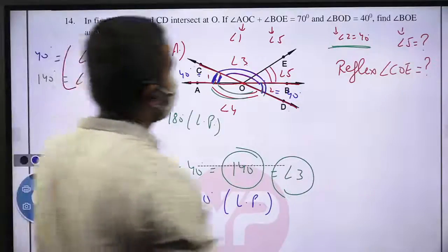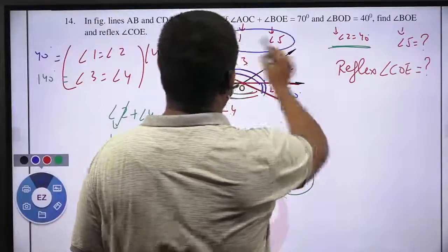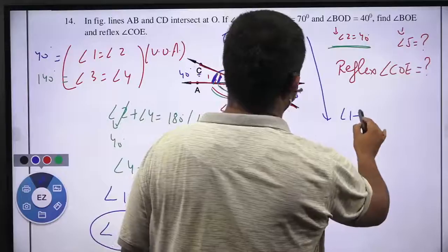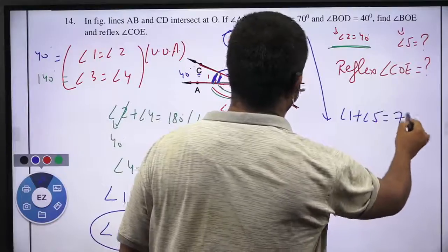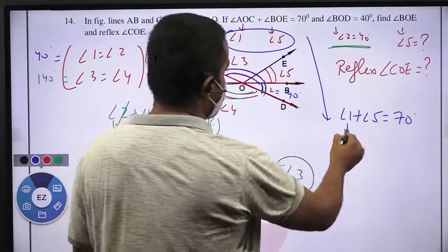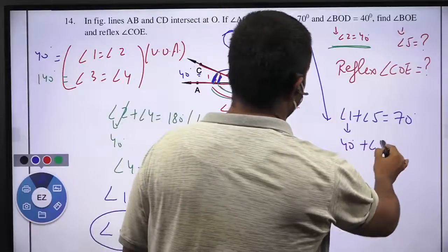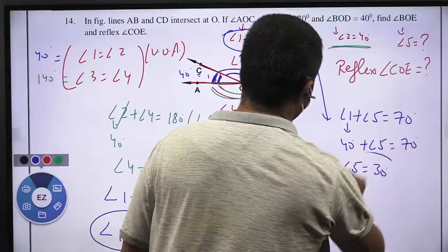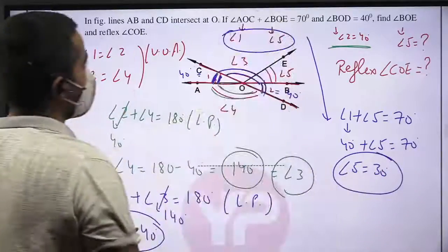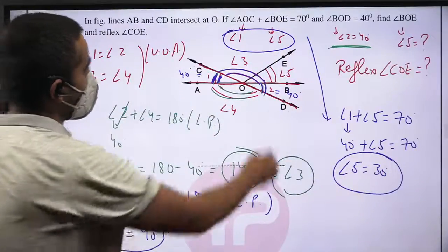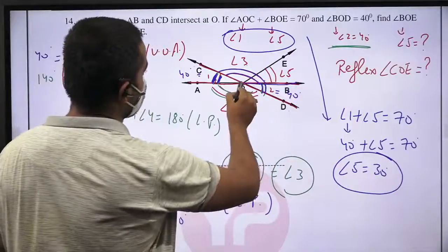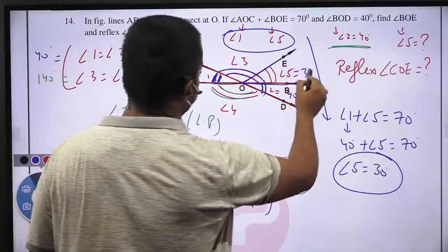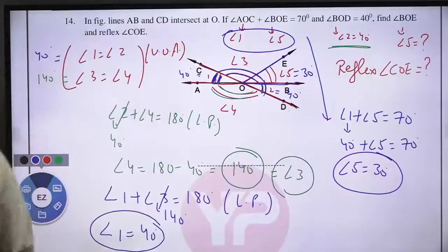Now, we are having angle 1 plus angle 5 equal to 70, and angle 1 is 40 now. So angle 5 will be equal to 30 degree. Angle 5 is how much? That is angle BOE. So the first answer will be 30 degree. Yes or no, students?